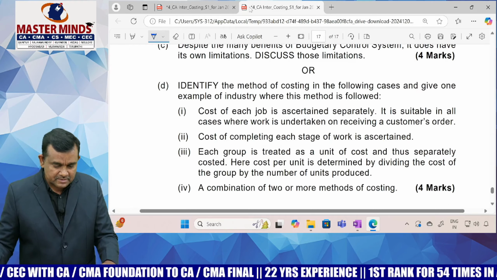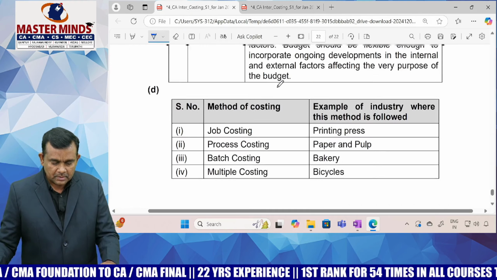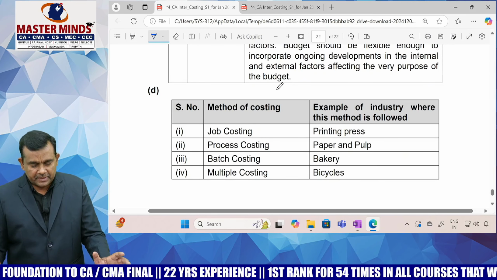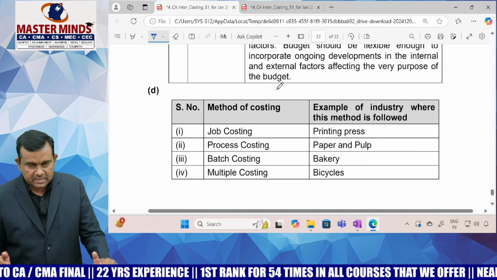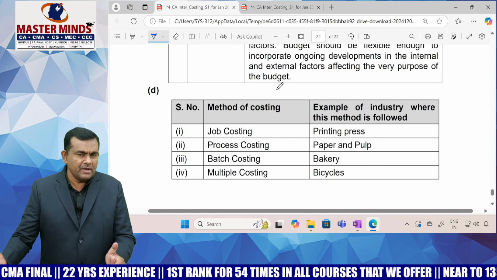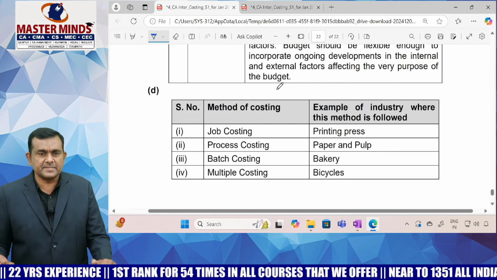See the answer, sir. So first one job costing, correct, printing press. Next one process costing, paper and pulp. Next batch costing, bakery industry, that is pharmaceutical industry also. Next multiple costing, for example by skills.